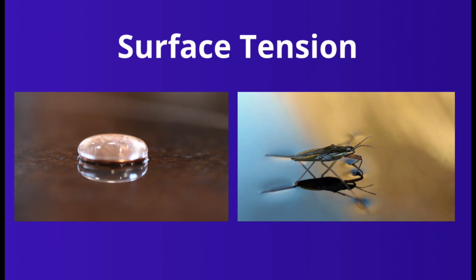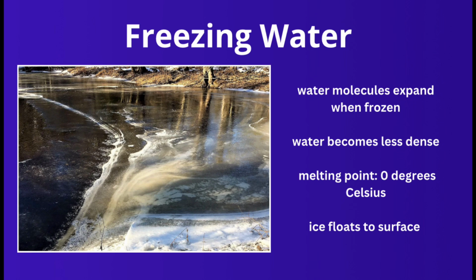Also, surface tension is the reason that some insects can walk on water, as surface tension allows water to resist this external force. Have you ever wondered why the surface of lakes freeze in cold conditions while under the surface remains liquid? Well, this is because after reaching a temperature below its melting point of 0 degrees Celsius, water molecules expand when they freeze. When this occurs, water becomes less dense in this frozen state. The ice then floats to the surface of water where it makes an insulated surface layer of ice.